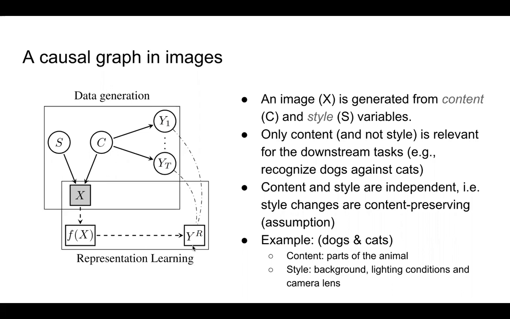What are the dash and dot lines there? I feel this is some problem with the notation of this graph, because the X to fX is just a representation of X, a representation of the original image. So this dash line just means a representation. For this dash-dot line, in the caption of this figure, the authors said this means that YR is a refinement of Y1 to YT.